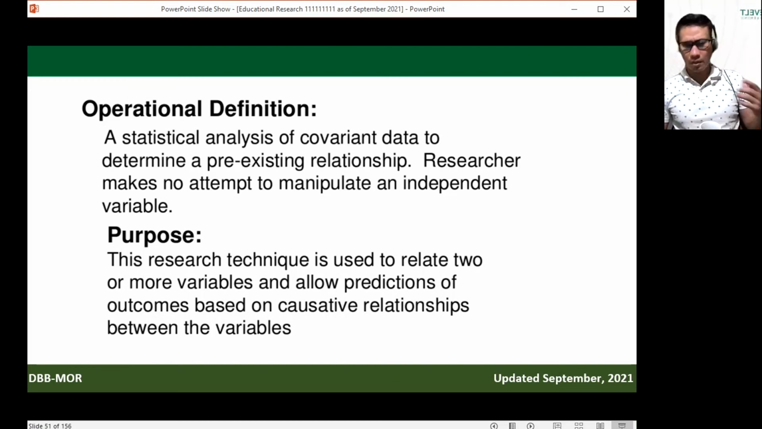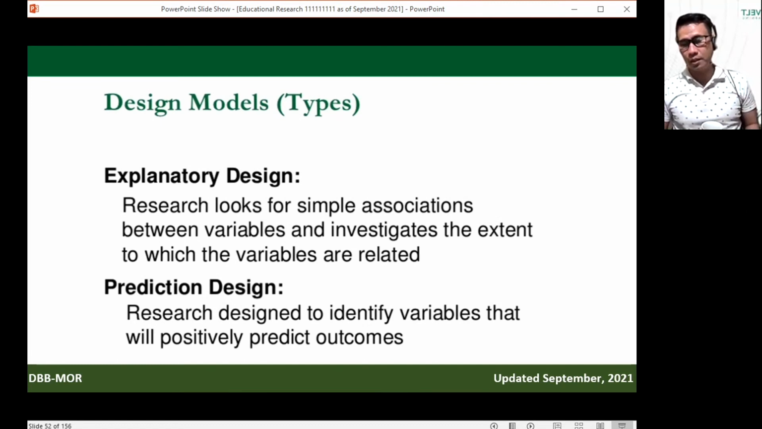So what's the purpose? Okay, so this technique or research design is used to relate two or more variables and allow predictions of outcomes based on the relationships between the variables and not the effect. So there are two things that should be done. Could be the models, the two types of models, the explanatory design and prediction design. So when you do correlational research, either you would like to explain the relationship or you would like to predict, okay, what will happen based on the relationship of the two variables. So explanatory design looks for simple associations only between variables and investigates the extent to which the variables are related. While for prediction, of course, predictive validity as well, it's somewhat similar, but before you can predict, you have to take a look at the relationship.